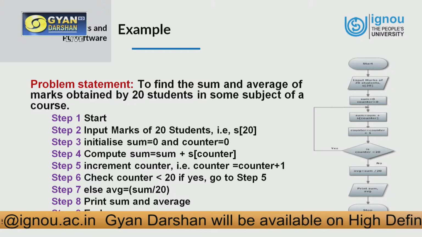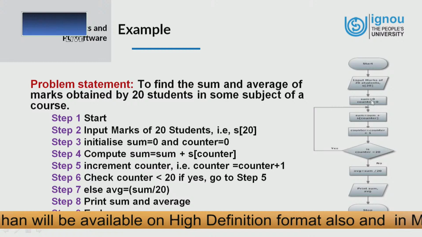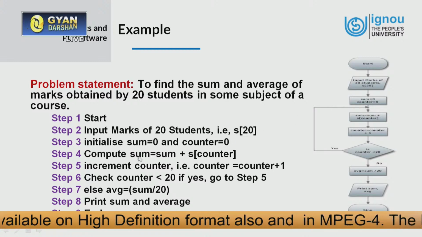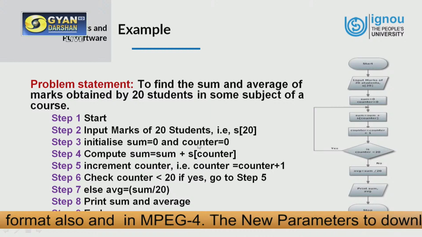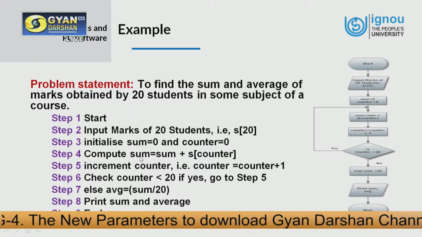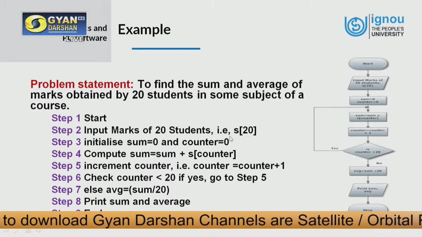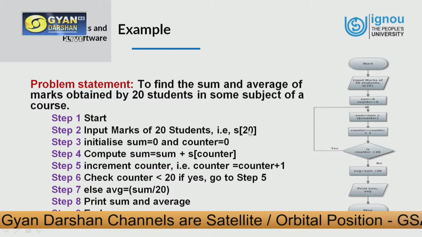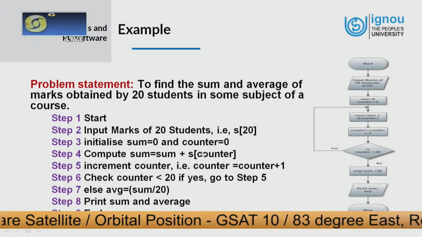So you want to sum them up, and counter equals 0. This is what you have stated over there, and this is a very important statement. We have used a variable counter and initialized it to 0. What we have stated is sum equals sum plus S, which consists of 20 values starting from 0 till 19. So S0 will be added first.